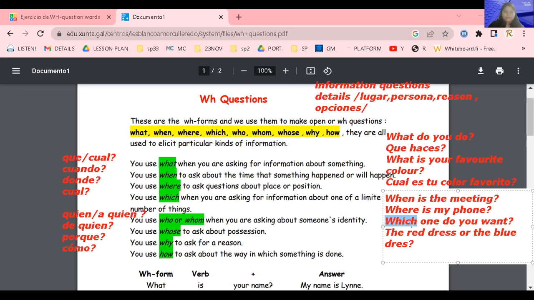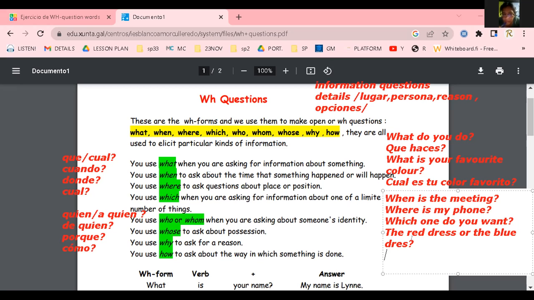¿Cuál teléfono quieres comprar? ¿O cuál es tu teléfono favorito? ¿Un Samsung o un... ¿cuál otro? Un Huawei. Entonces, ahí nos limitan. También, cuando nos limitan, nos están diciendo que nosotros tenemos que elegir una de esas dos opciones.